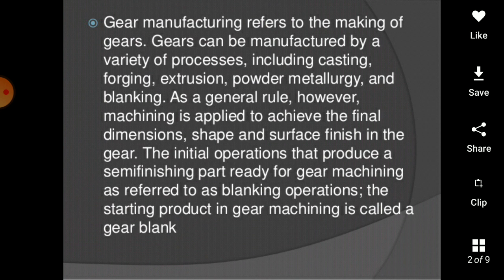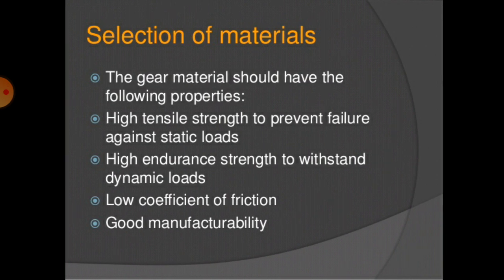So basically gear manufacturing refers to the making of gears. Gears can be manufactured by a variety of processes including casting, forging, extrusion, powder metallurgy and blanking. As a general rule, however, machining is applied to achieve the final dimensions, shape and surface finish in the gear. The initial operations that produce a semi-finished part ready for gear machining are referred to as blanking operations. The starting product in gear machining is called a gear blank.